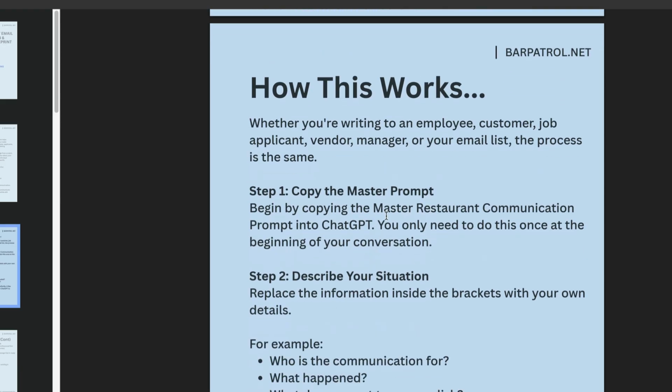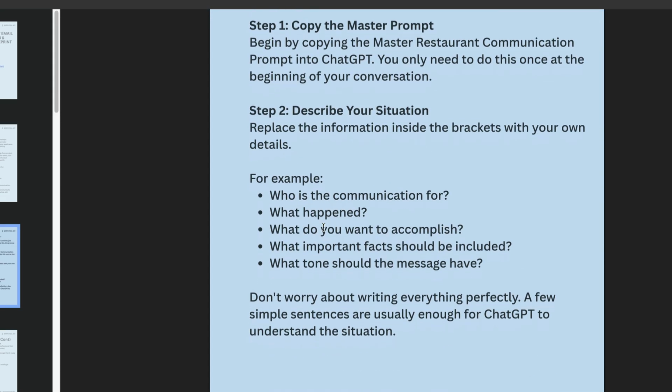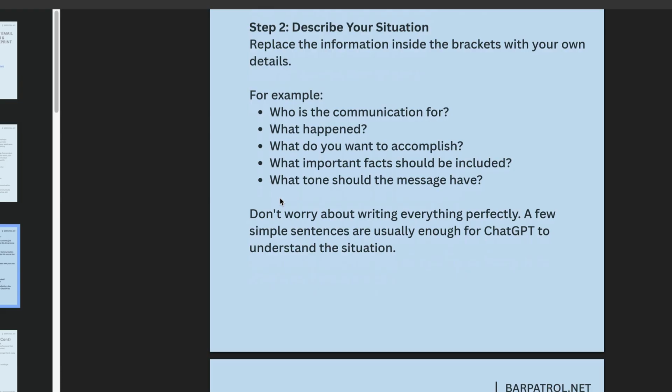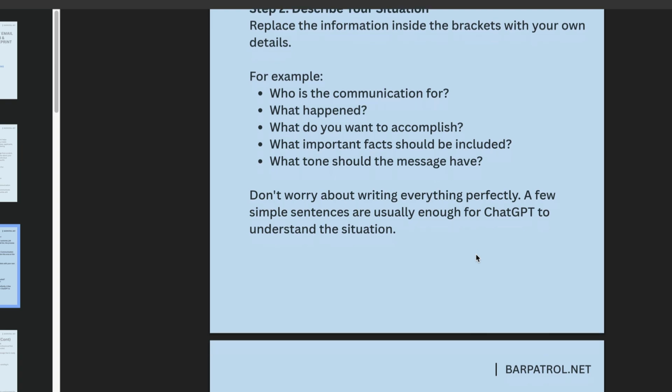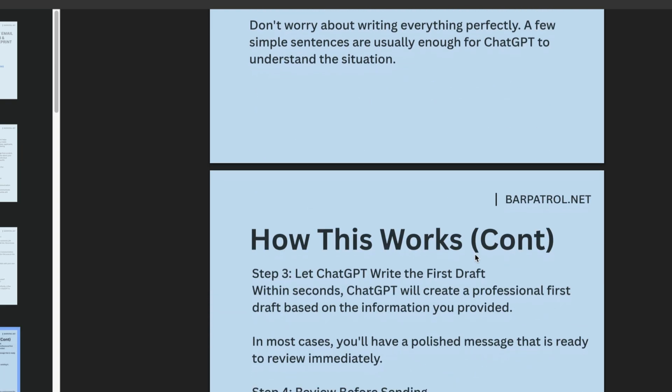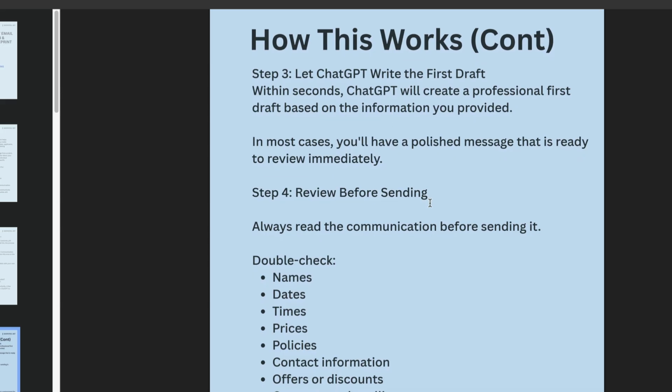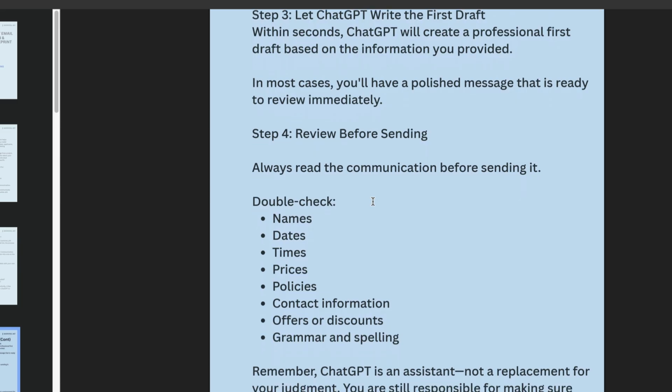We're going to copy the master prompt, describe your situation: who's it for, what happened, what do you want to accomplish, what important facts do you need, and what tone do you want. Okay, and as it says here, don't worry about writing everything perfectly. A few simple sentences are usually enough for ChatGPT to understand the situation. Okay, so here's what we're going to do. I'll do a sample email just so you can see how this works.